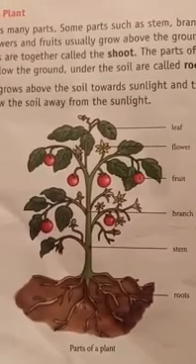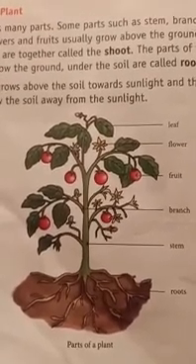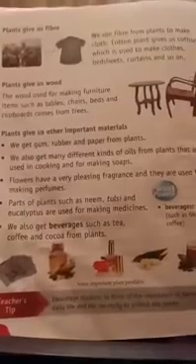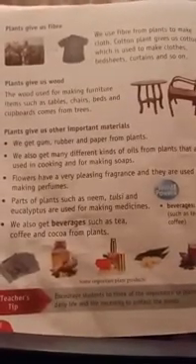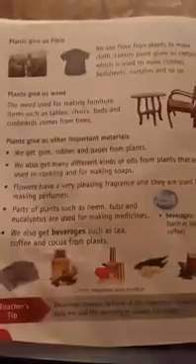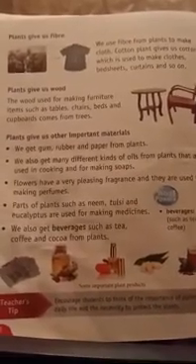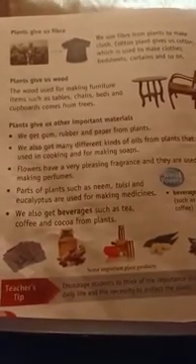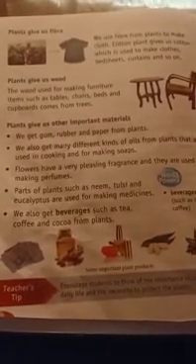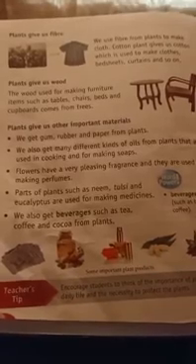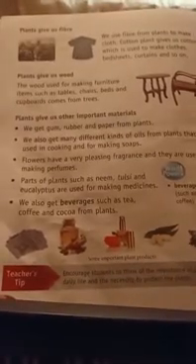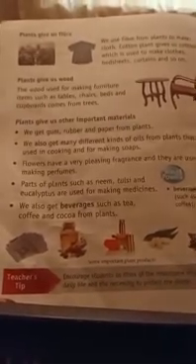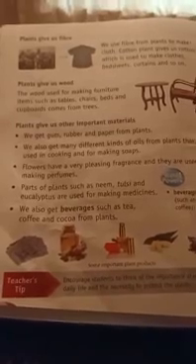Like I told you, plants are useful in many ways. Plants are not only to eat, but there are some plants which give us fiber and wood, and help us to make clothes, furniture, and so many other things. There are so many other important materials that plants provide to us. See here, we get gum, rubber, and paper from plants.